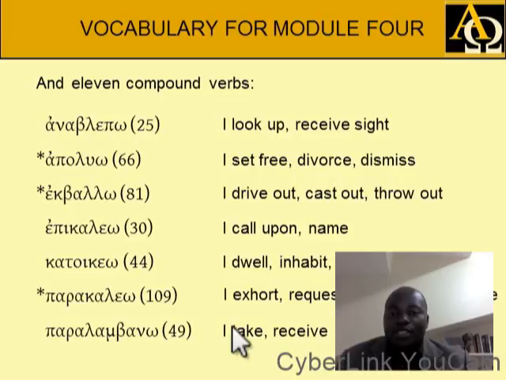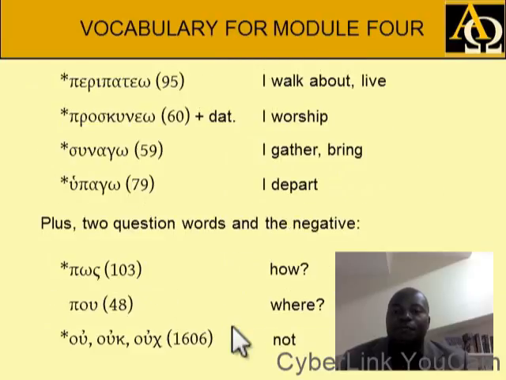Epikaleo, these are compound verbs. So again, we have looked at luo, we've looked at balo, we've looked at kaleo, and lambano. Now it's paralambano, which means I take or I receive. Parakaleo, I exhort or request. Paul's favorite word for exhortation. Katoikeo, I dwell or I inhabit. Peripateo, I walk about, live. Proskuneo, I worship. Sunago, I gather, bring. That's where we get the word synagogue. Hupago, I depart. Pos, how. Pou, where. Ou, ouk, not.